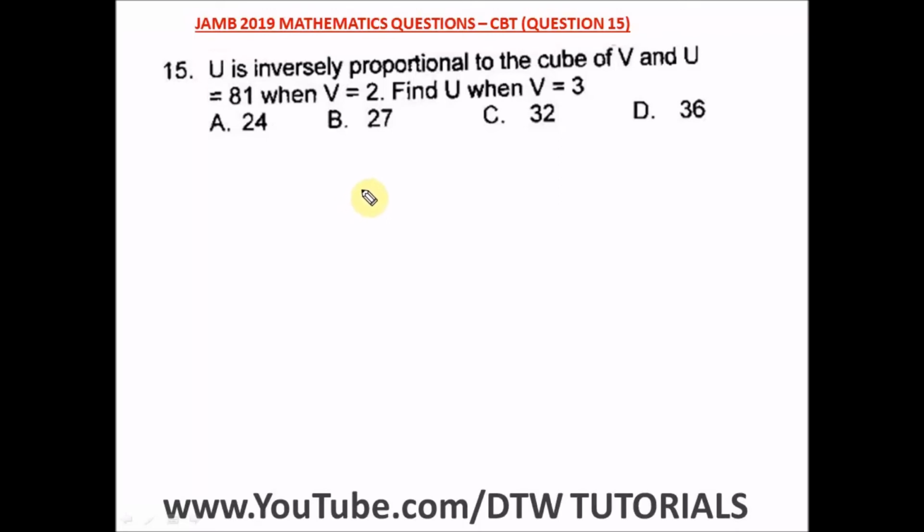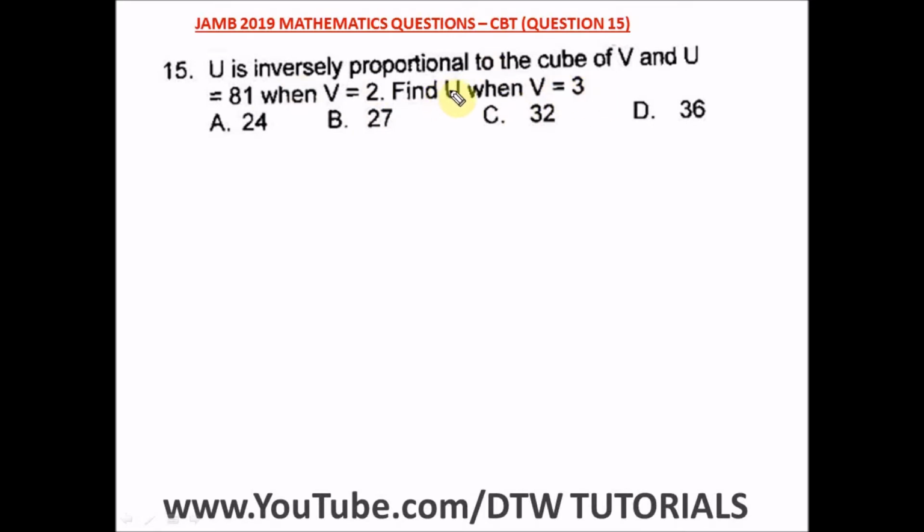Question 15 of the JAMB 2019 Mathematics Past Question, that's a UTME CBT exam. It says U is inversely proportional to the cube of V, and U is equal to 81 when V is equal to 2. Find U when V is equal to 3.